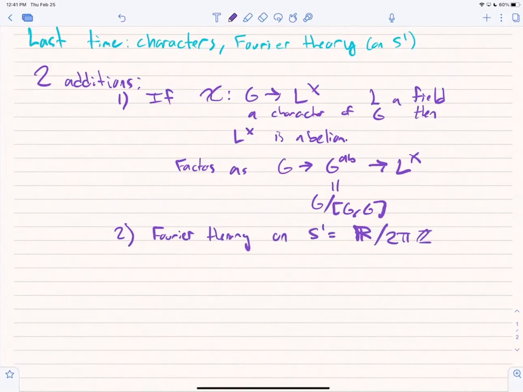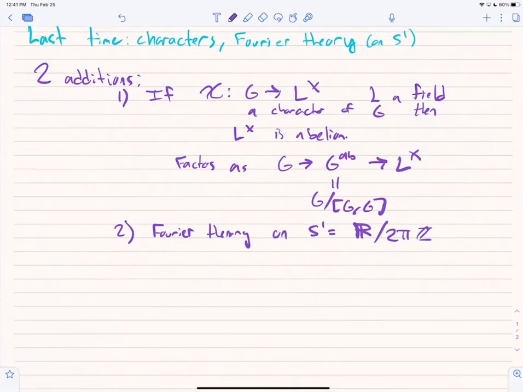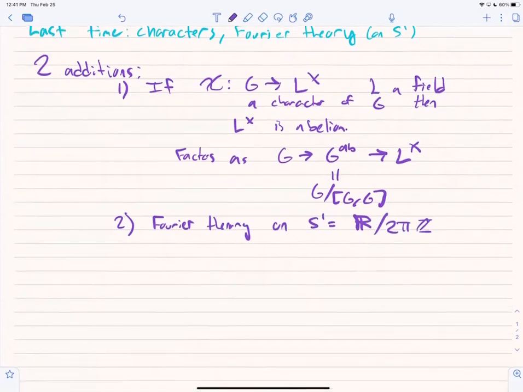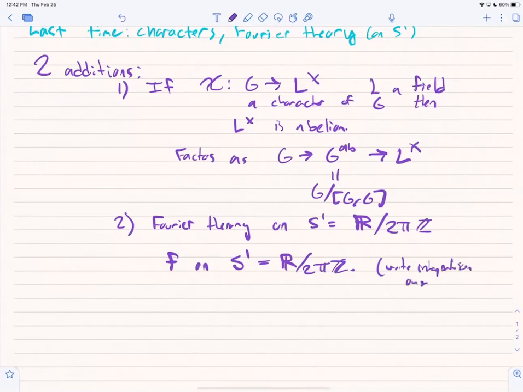Okay, so what is the Fourier transform? I have some function f on S1, which I'm just going to think of as R mod 2 pi Z. So I'm writing my coordinates in R using the standard fundamental domain, and I'll write integration from 0 to 2 pi, over a fundamental domain in the real numbers for this quotient.